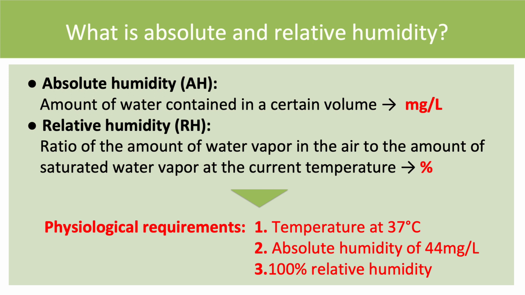The humidity data we see in our daily life for weather, etc. is a relative humidity. Also, the higher the temperature, the more moisture the saturated water vapor can contain. Therefore, even if the absolute humidity is the same, the relative humidity is lower when the temperature is higher. The optimal condition of the air in the human body is a temperature of 37 degrees Celsius with absolute humidity of 44 mg per liter and relative humidity of 100% at the point of reaching the lungs.